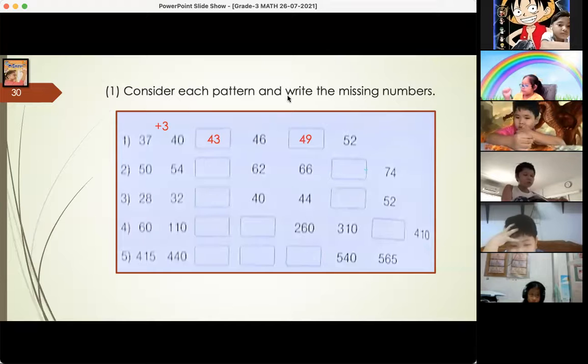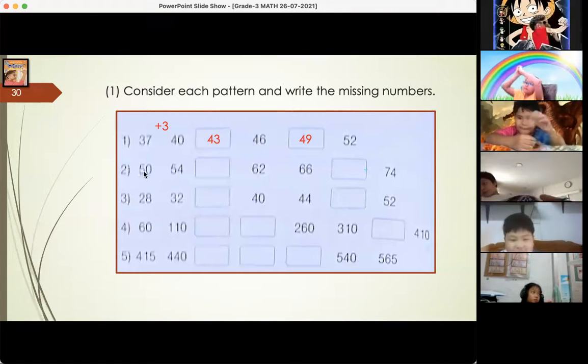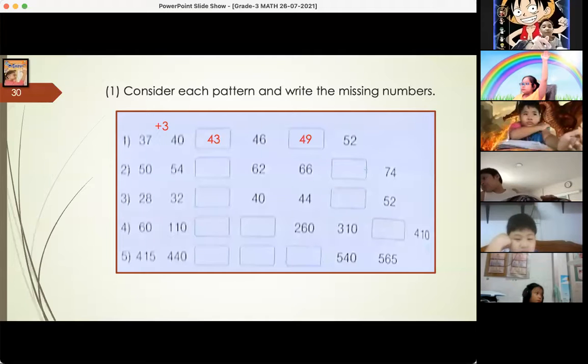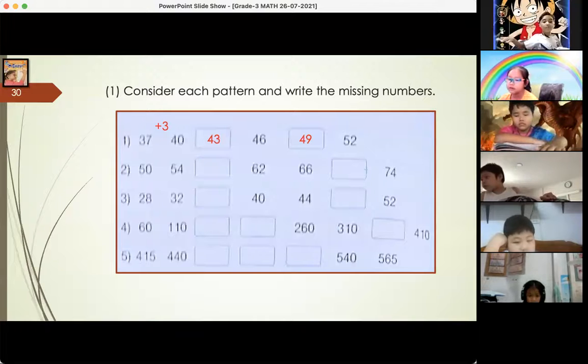Okay, next, number 2. How about number 2? Look at the first two numbers, 50 and then 54. What is the relationship of this pattern? Raise your hand if you want to answer. Punpun, go. How much? Counting up by?